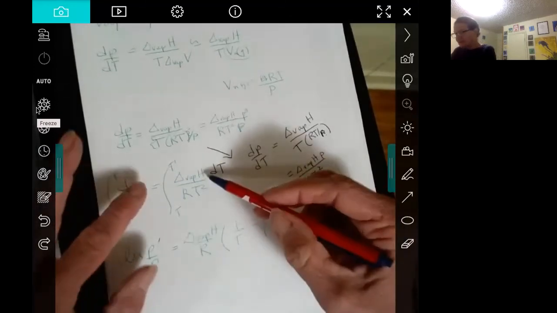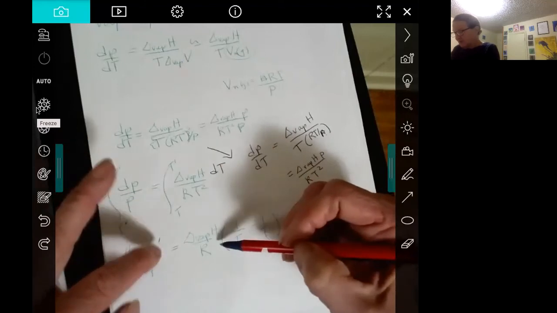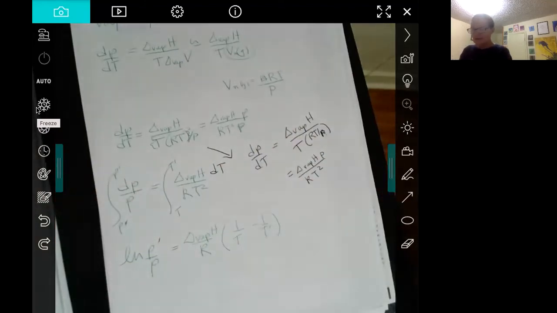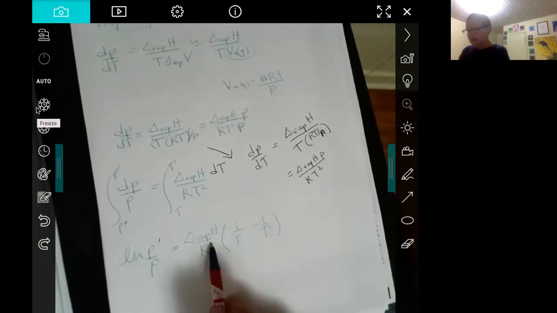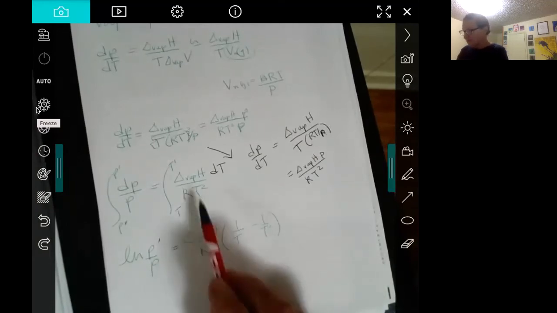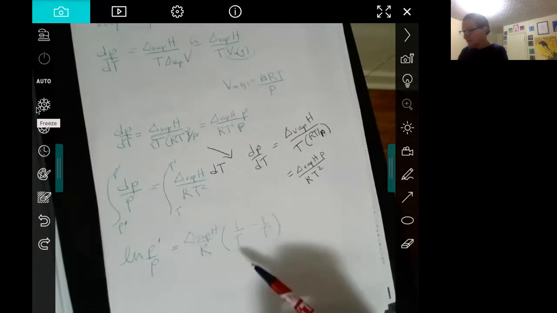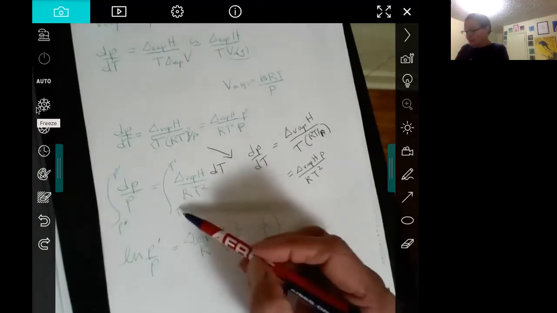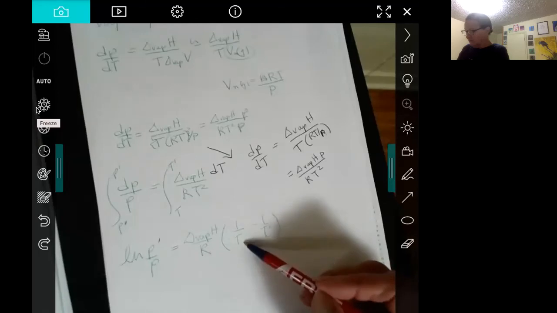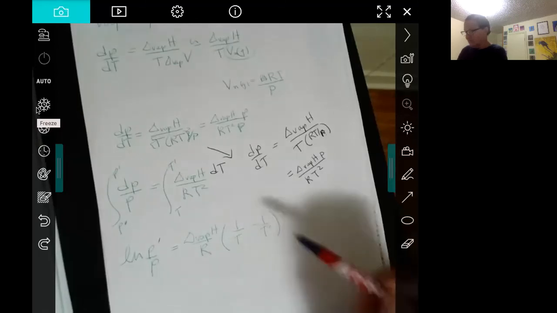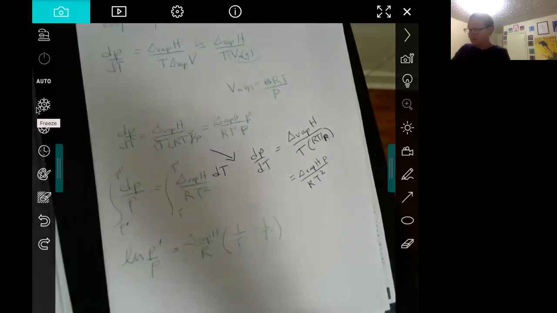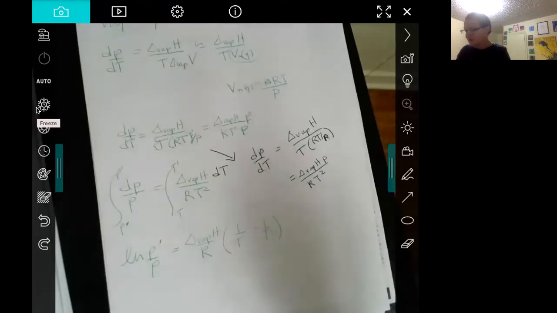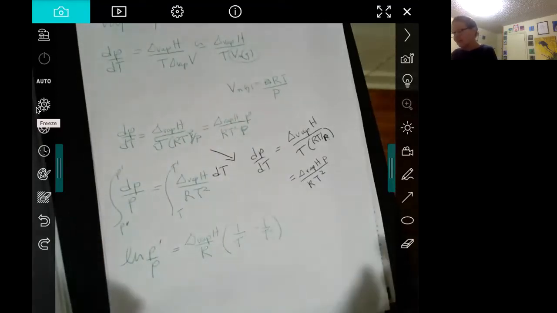And on this side, I can take the delta H of vaporization over R out front. So I'm assuming that I'm going over a temperature range still that's not huge, because I'm assuming that delta H doesn't change with temperature. Then the integral of 1 over T squared from T to T prime gives you 1 over T minus 1 over T prime. And that's your equation that you can then use essentially to find all the points on the liquid to vapor line of a phase diagram.